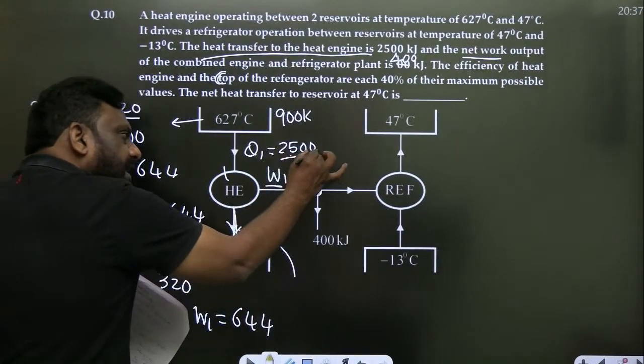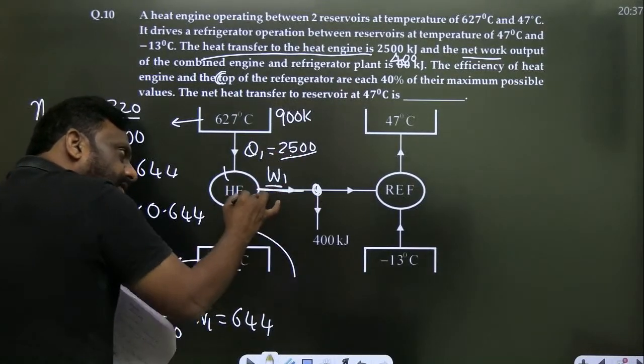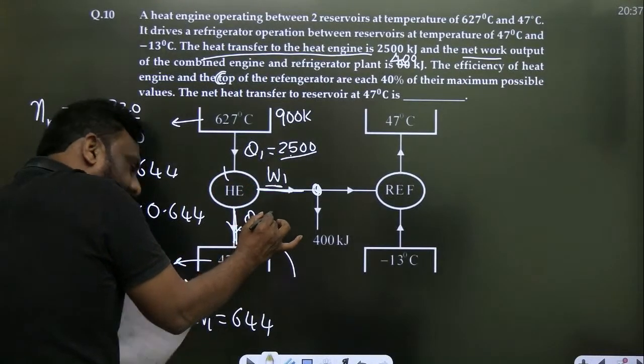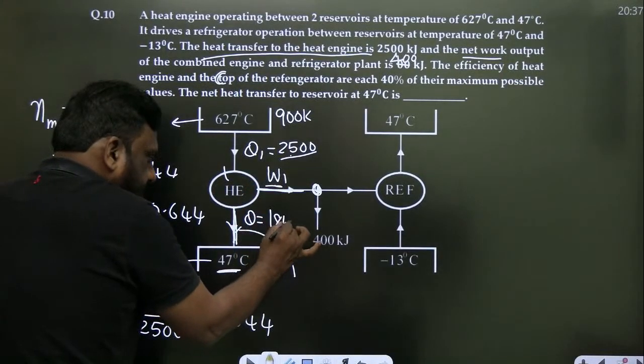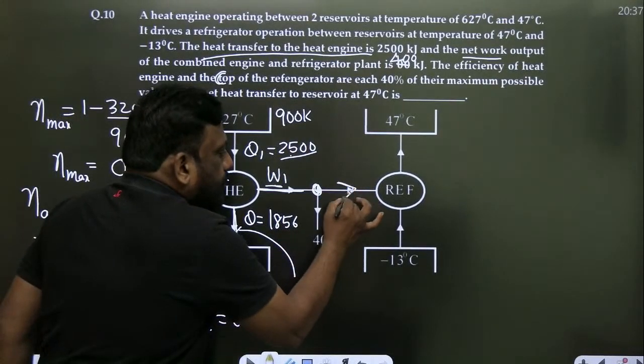Out of 2500, 644 is work. Remaining is rejection. 2500 minus 644, it is rejection. How much is this coming? 1856. Okay sir. My question to you people is, what will be the work to this refrigerator?